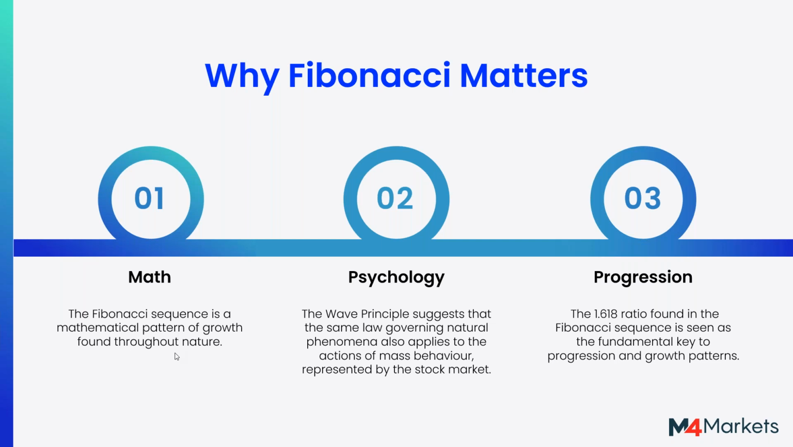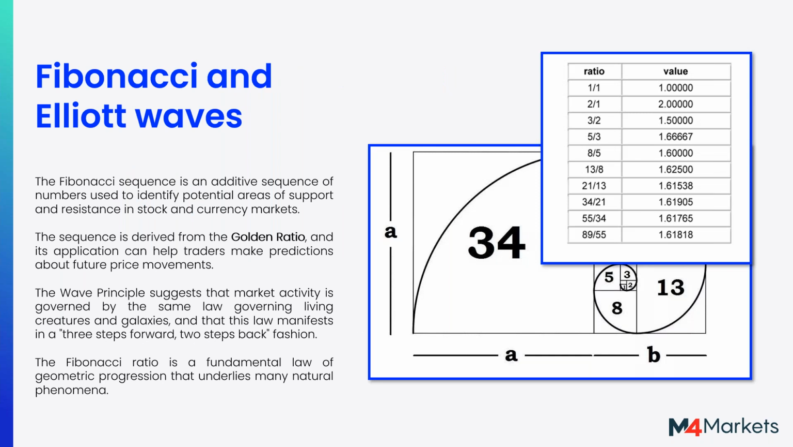The wave principle suggests that the same law governing natural phenomena also applies to the actions of mass behavior. You do know what mass behavior and mass psychology in the market is, right? And that is represented by the stock market. And when we're talking about progression, the 1.61 ratio found in the Fibonacci sequence is seen as the fundamental key to progression and growth patterns. So if a leaf gets bigger, it gets bigger based on the Fibonacci ratio. Just to give you an example.